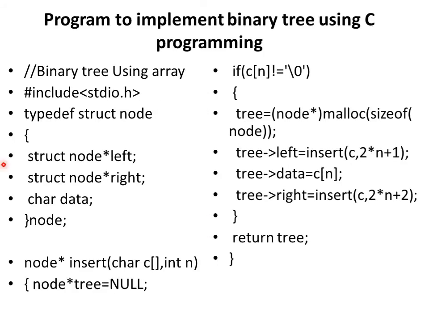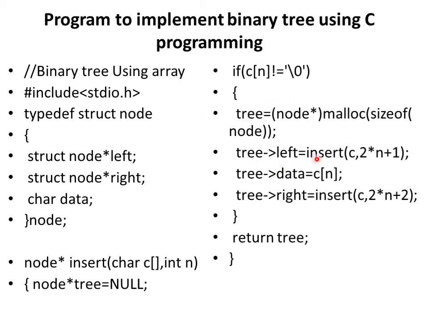Now, you can observe the program carefully. I am taking a binary tree using an array. First, I am declaring a structure node, that is an empty node, and I am inserting values into a node. Here you can observe initially I have taken the tree node as null. If it is null, then I am allocating memory to a tree node.